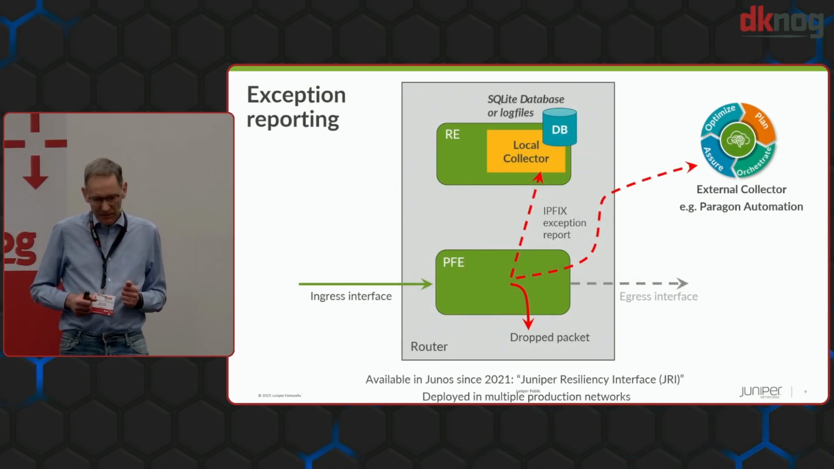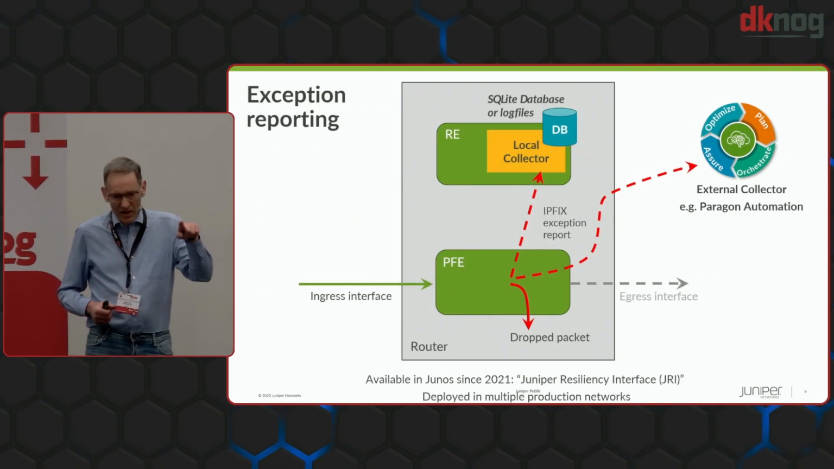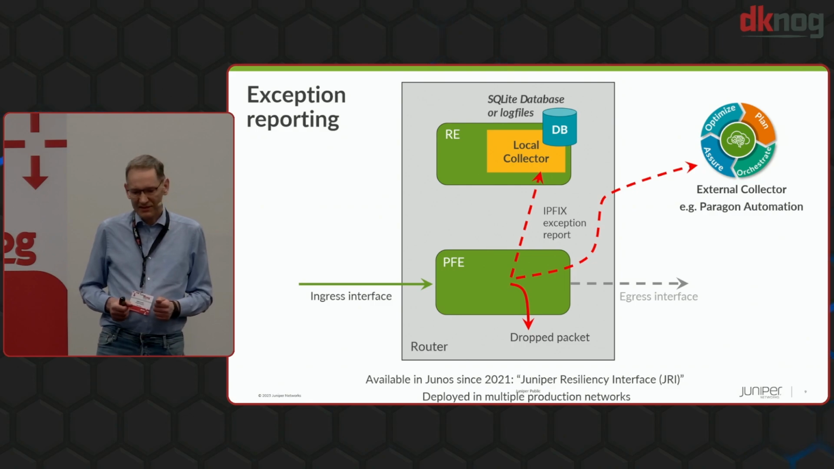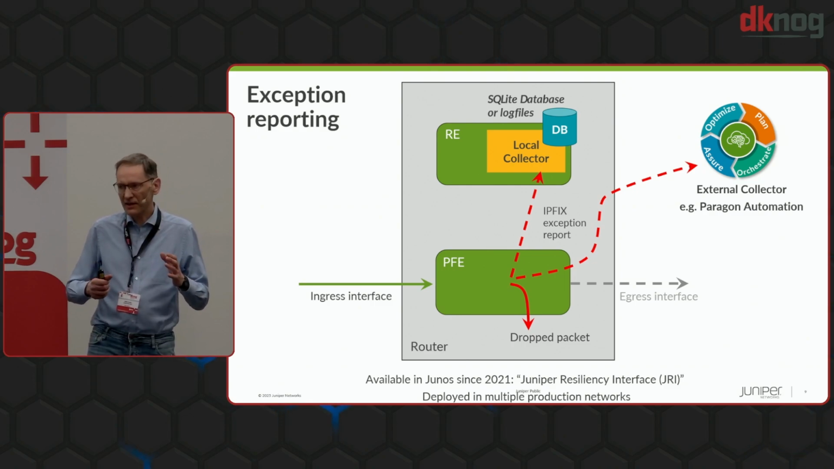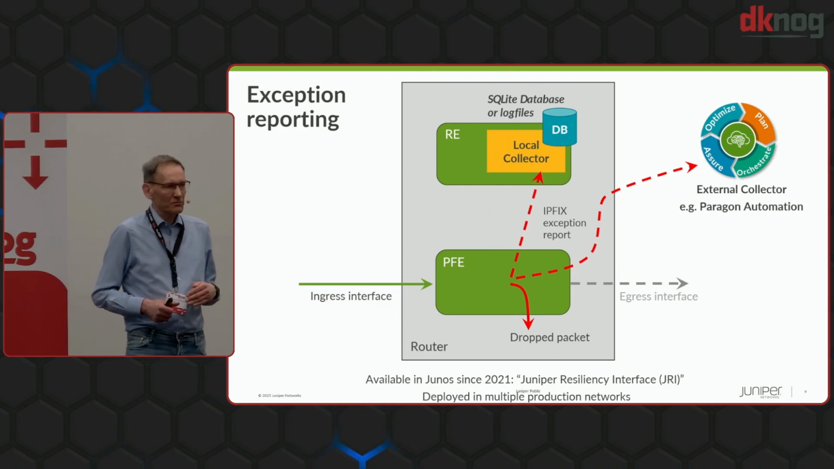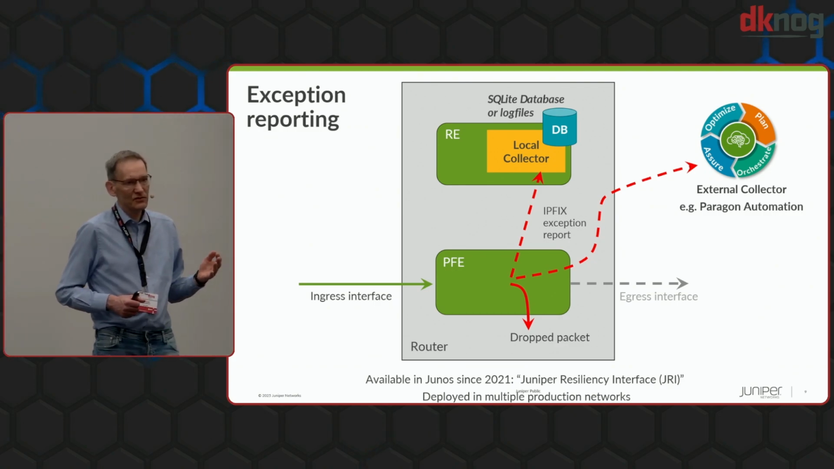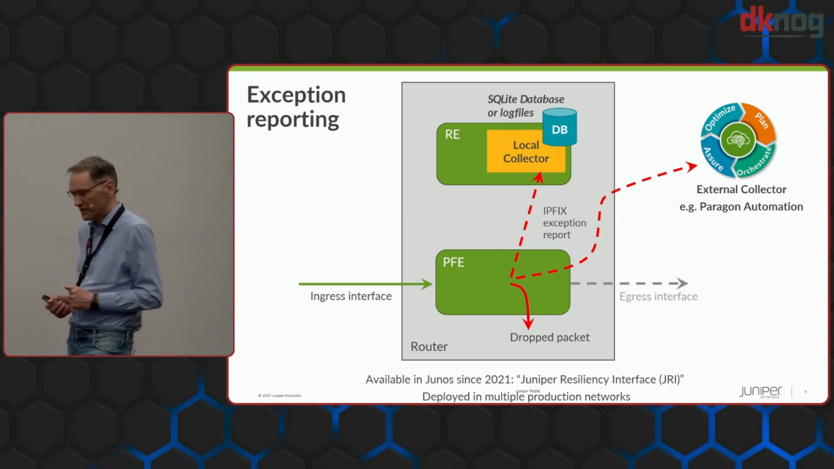So let's have a little look in a bit more detail. And so that grey rectangle in the middle of the slide, that is one router. And it has multiple packet forwarding engines, or perhaps just one packet forwarding engine if it's a pizza box.